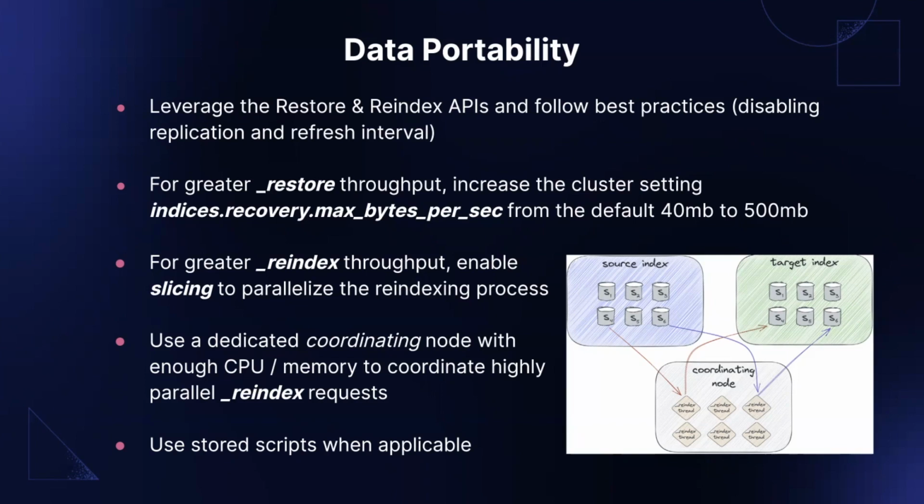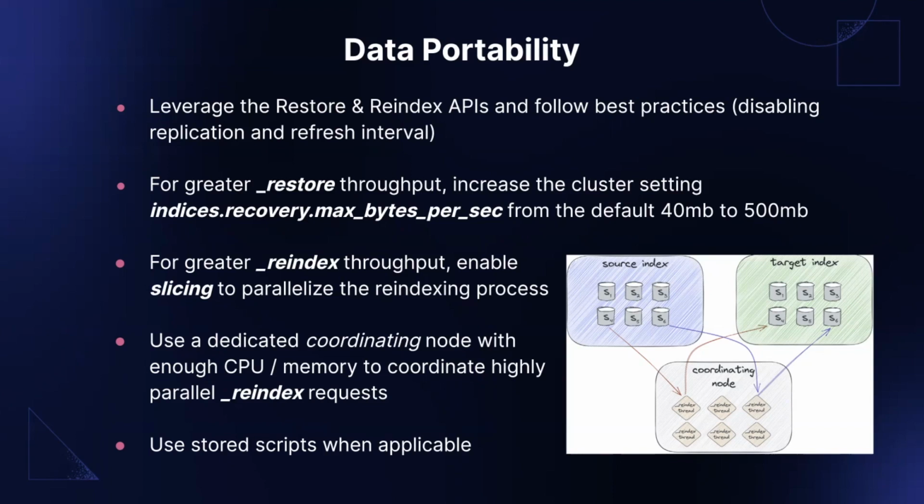Once we have restored data, the restored data might need to be reindexed if we're changing the number of shards or we're changing the underlying mappings or analyzers. For greater reindex throughput, definitely recommend enabling slicing to parallelize the reindexing process. Basically, you set the number of slices to control the number of threads underneath the covers. Elasticsearch usually recommends setting the number of slices to the number of shards in your target index, which is a good rule of thumb to follow.